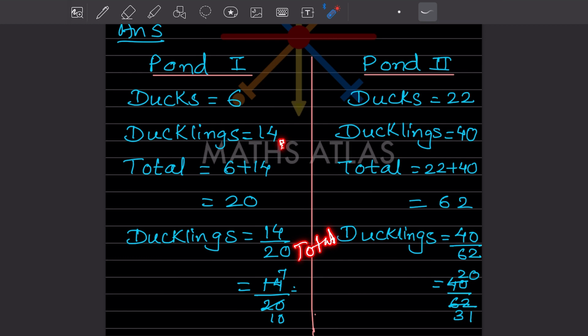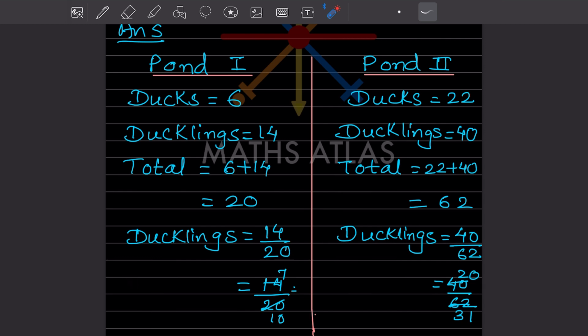Of course, in some cases the number of boys and girls are given. So we should know the total number. Out of that total number, here ducklings is 14. So you have to write over here, and the total should be in the denominator. If they ask for the number of ducks, you will write 6 out of 20. So that will be for ducks. It can be anything. So now 14 out of 20, you are going to simplify.